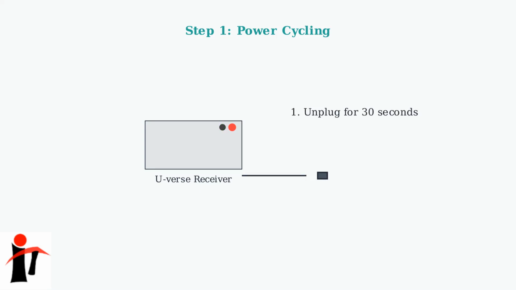The first troubleshooting step is power cycling your Uverse equipment. This simple process can resolve many temporary signal issues. Unplug the receiver from power for exactly 30 seconds. This allows the internal components to fully reset and clear any temporary glitches. After 30 seconds, reconnect the power cable. The receiver will boot up and reestablish its connection to the network.